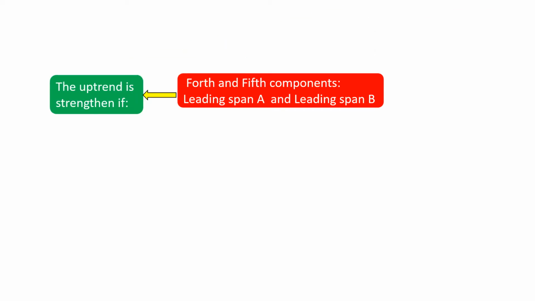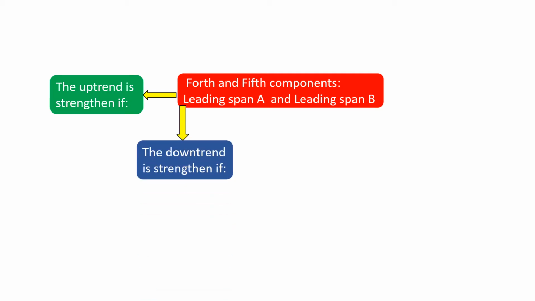The uptrend is strengthened if leading span A is above leading span B. This also produces a green cloud. The downtrend is strengthened if leading span B is above leading span A. This also produces a red cloud.